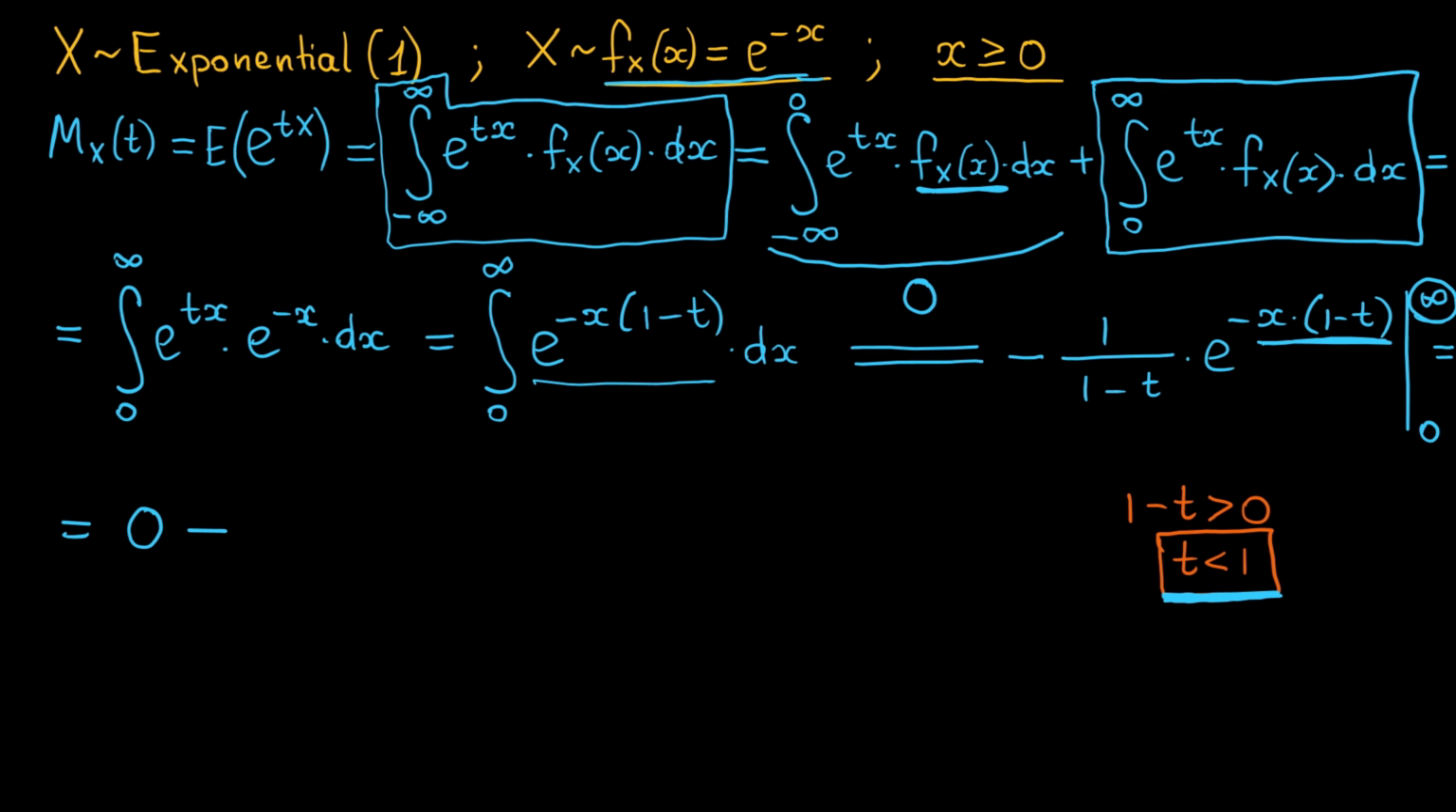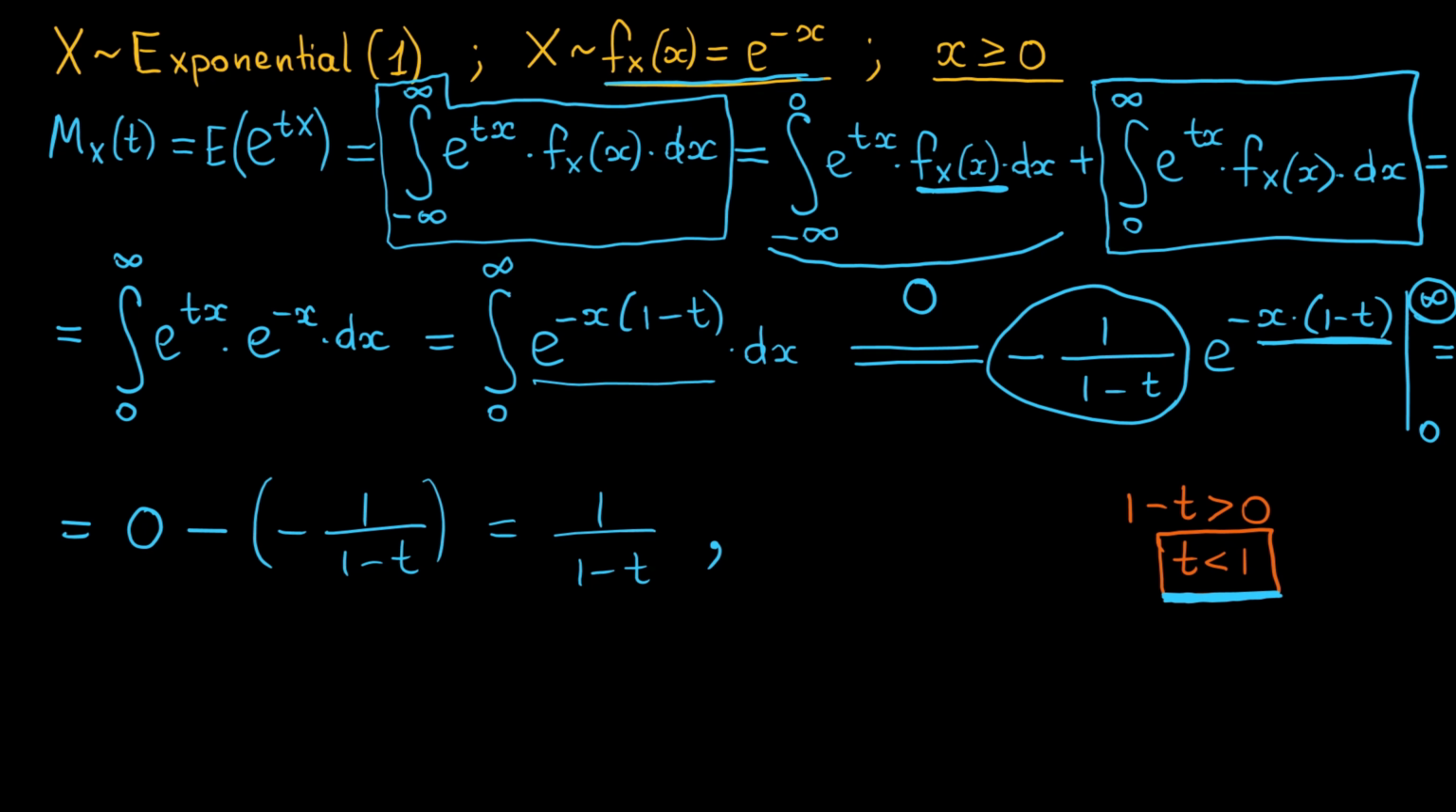E to the power of 0 is just 1. So we're left with just this term up front here, which is minus 1 over 1 minus t, and that's 1 over 1 minus t. But we have to add this caveat here, that this is only for values of t less than 1. For other values of t, the integral that represents the moment generating function diverges.